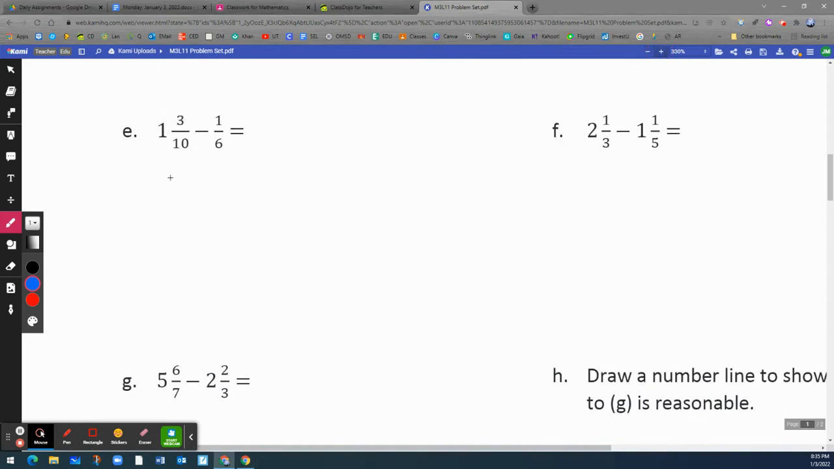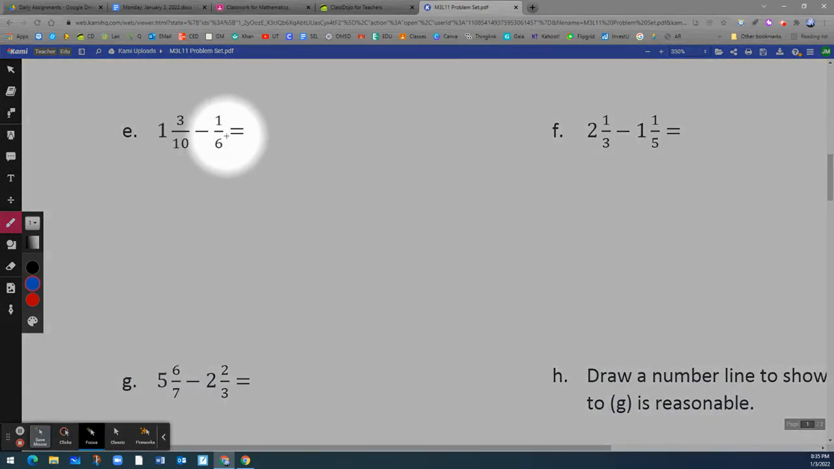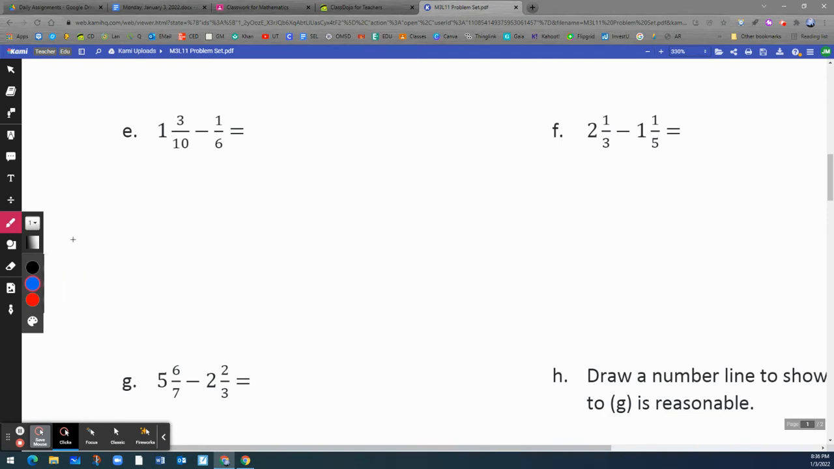In this video, you will see how to subtract a fraction from a mixed number, and then we're going to subtract a mixed number from a fraction. Okay, let's begin. What we're going to do is do it one at a time.